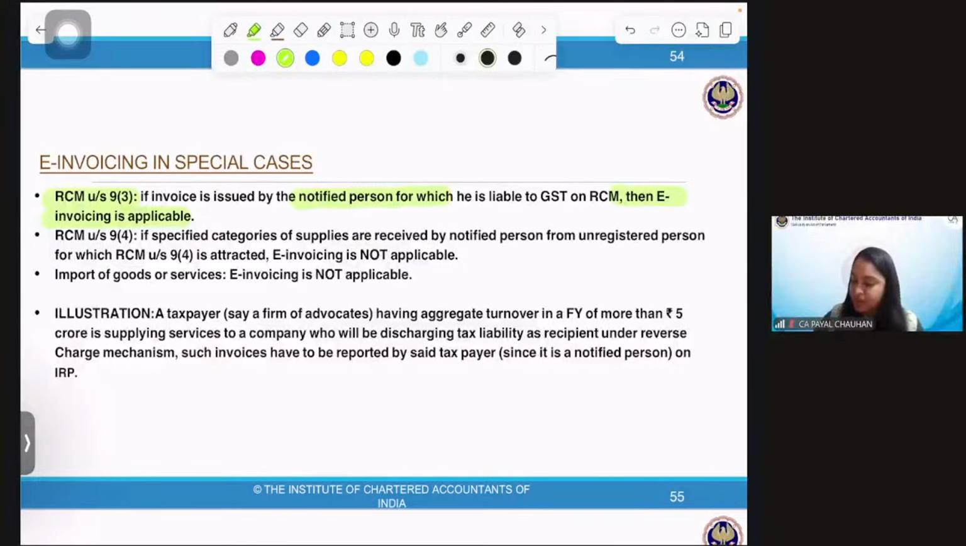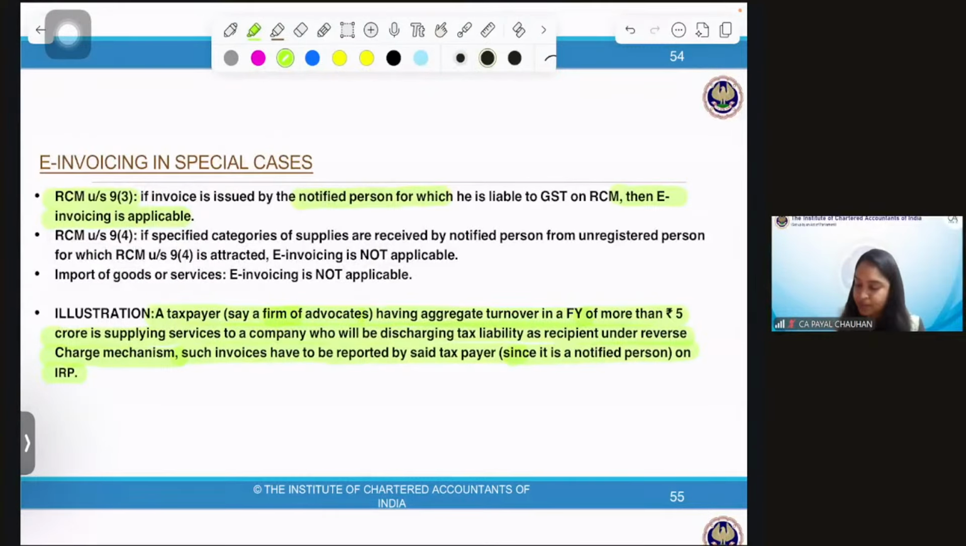See the example? A taxpayer, say a firm of advocates, having aggregate turnover in a financial year of more than 5 CR, is supplying service to a company who will be discharging the tax liability as recipient under reverse charge mechanism. Such invoice has to be reported by such taxpayer, since he is a notified person, on IRP.